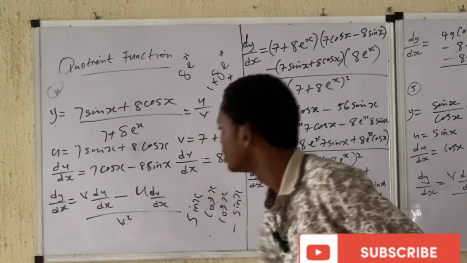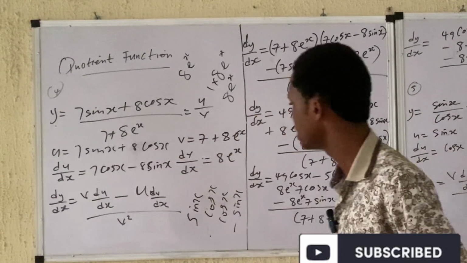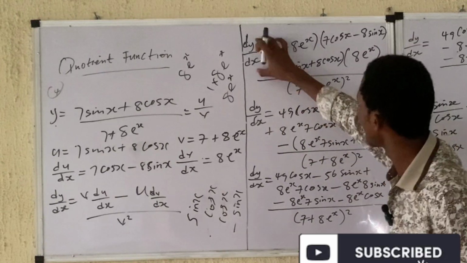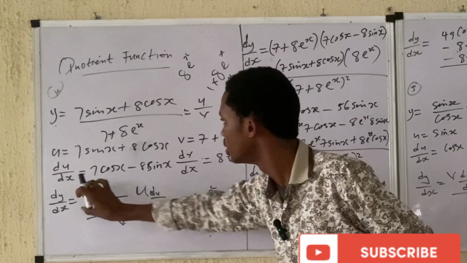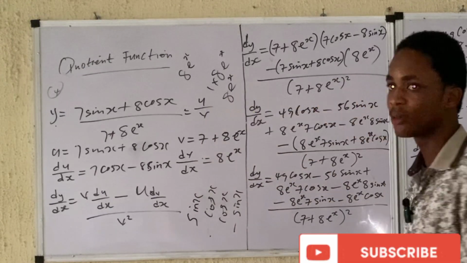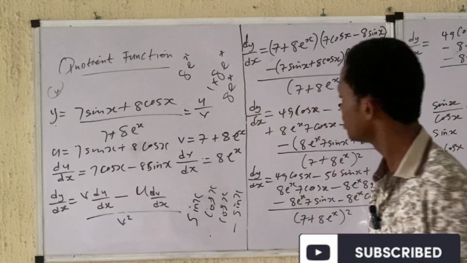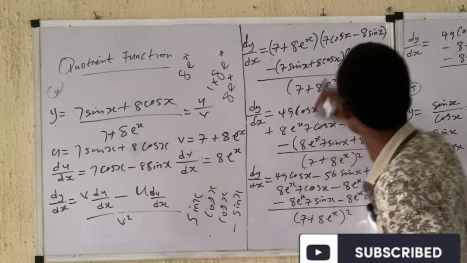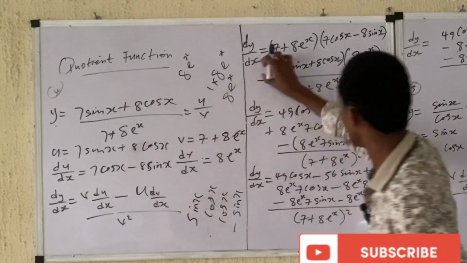Now, using the formula dy/dx equals v du/dx minus u dv/dx all over v squared. dy/dx equals our v. What is our v? Our v is 7 plus 8 exponential x. What is our du/dx? Our du/dx is 7 cos x minus 8 sin x, right? Minus, the negative sign, repeat it here.